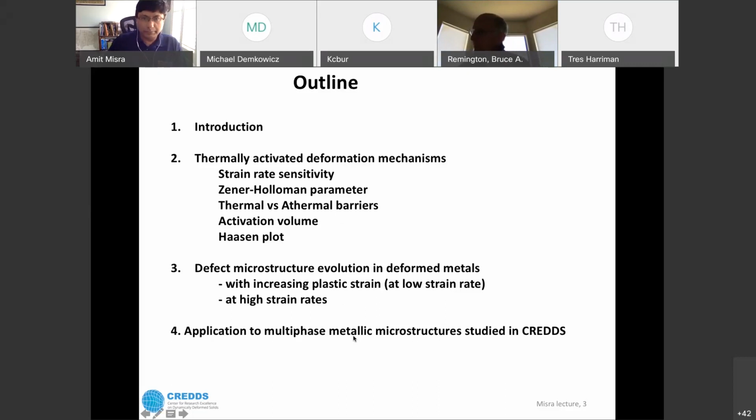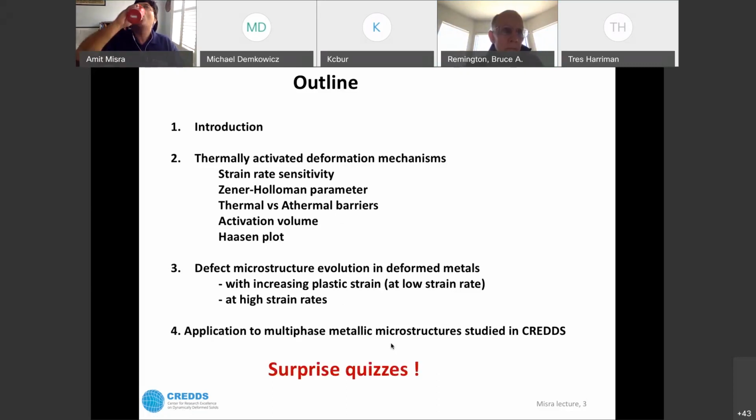And finally, we'll refer to some homework problems about how to apply this to the various multi-phase materials that are being studied in CREDDS. We'll also be throwing in some surprise quizzes just for the fun.